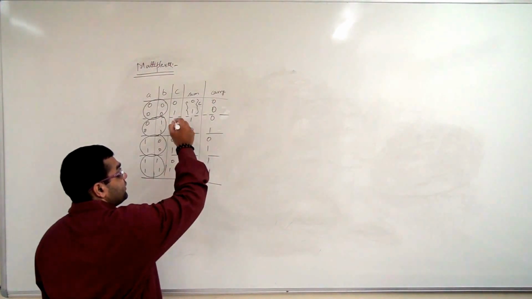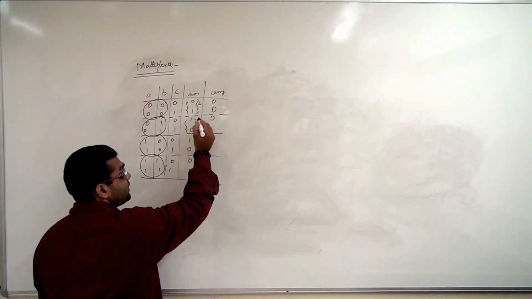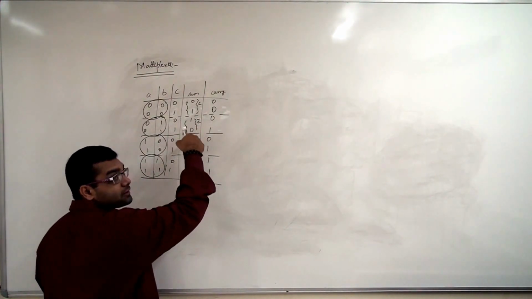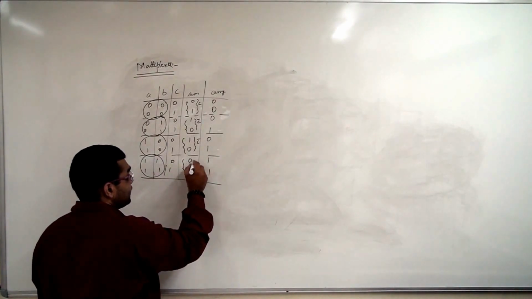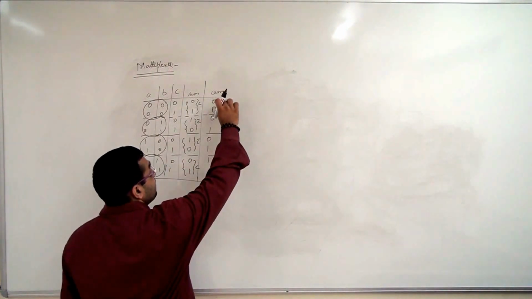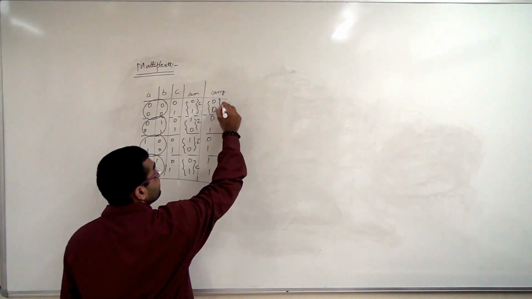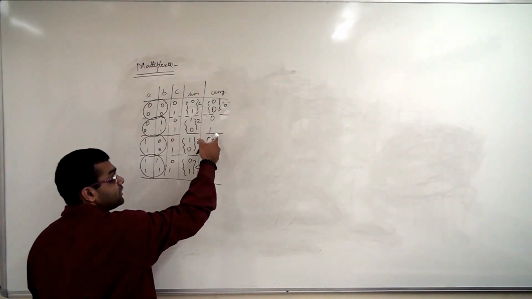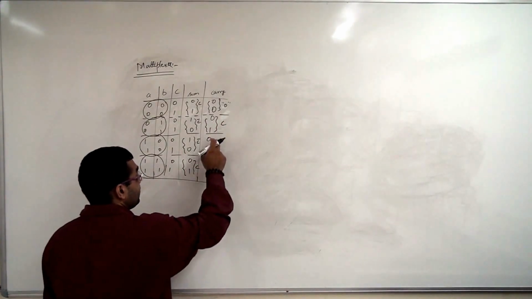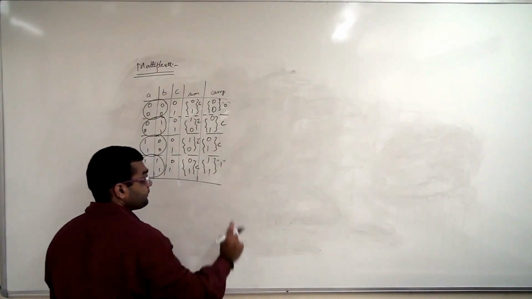In the second partition, when C is 0, sum is 1. When it is 1, it is 0. So it is the same as C bar. This is again C bar as in case 2, and here it is again C. When we come to carry, irrespective of the value of C, our carry is always 0. Here it is 0 when C is 0, it is 1 when C is 1. This is also C. Here it is also C, here it is 1.